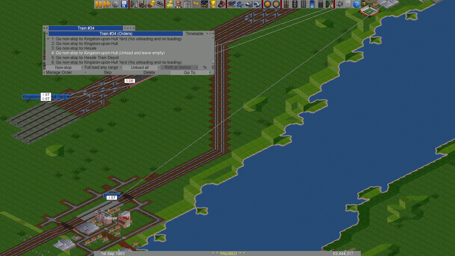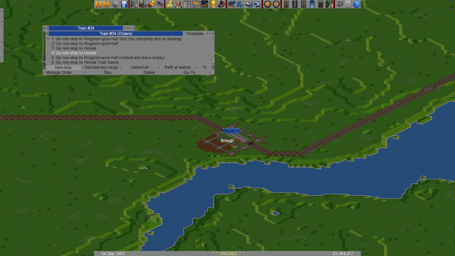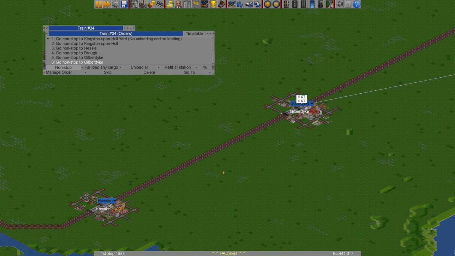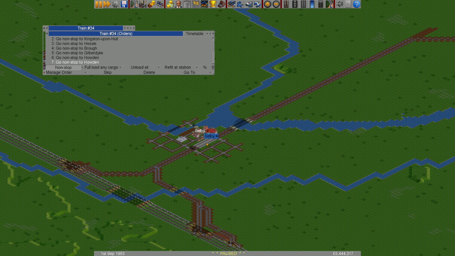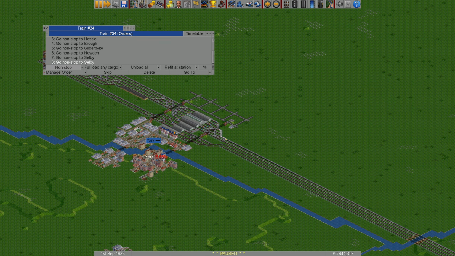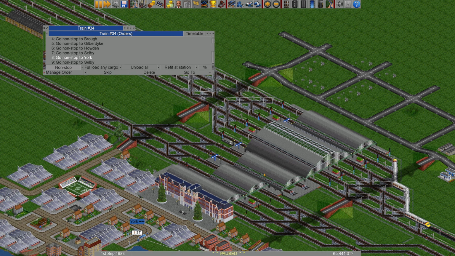Then we go to Hessle twice. We then go to Brough twice. Go to Gilberdyke twice. Howden twice. Selby twice. All the way up to York. But when we get to York, we want to go in these platforms that go back, so we're going to make sure we do some. Go on the slow line.